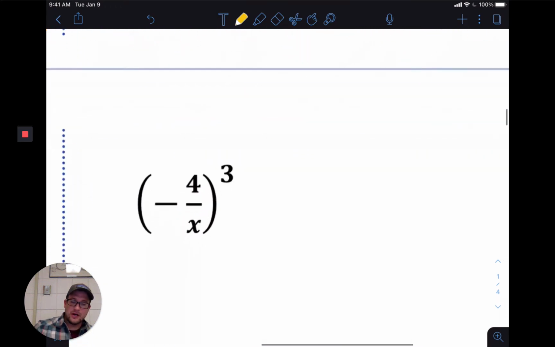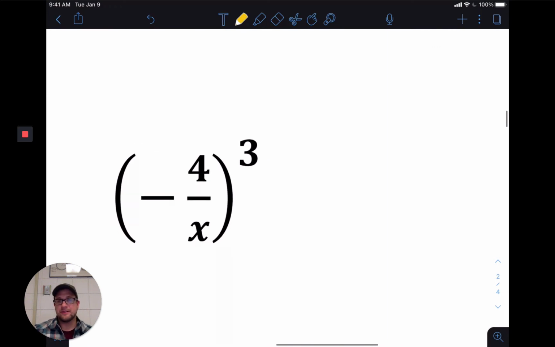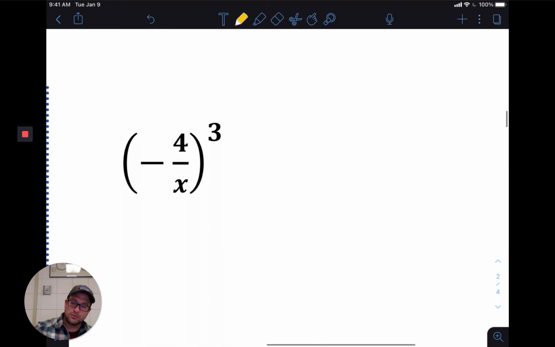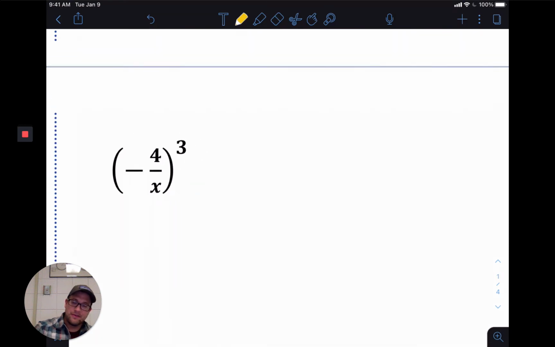Let's keep rolling along here. Now we see a problem that looks a little different. If you notice, this one now has the negative sign inside the parentheses. So we need to deal with that separately. So here's how we are going to approach this problem. In math, we can take this negative and we can move it to the top of that fraction. So let's do that. I'll have negative 4 over x, and this is being raised to the third.